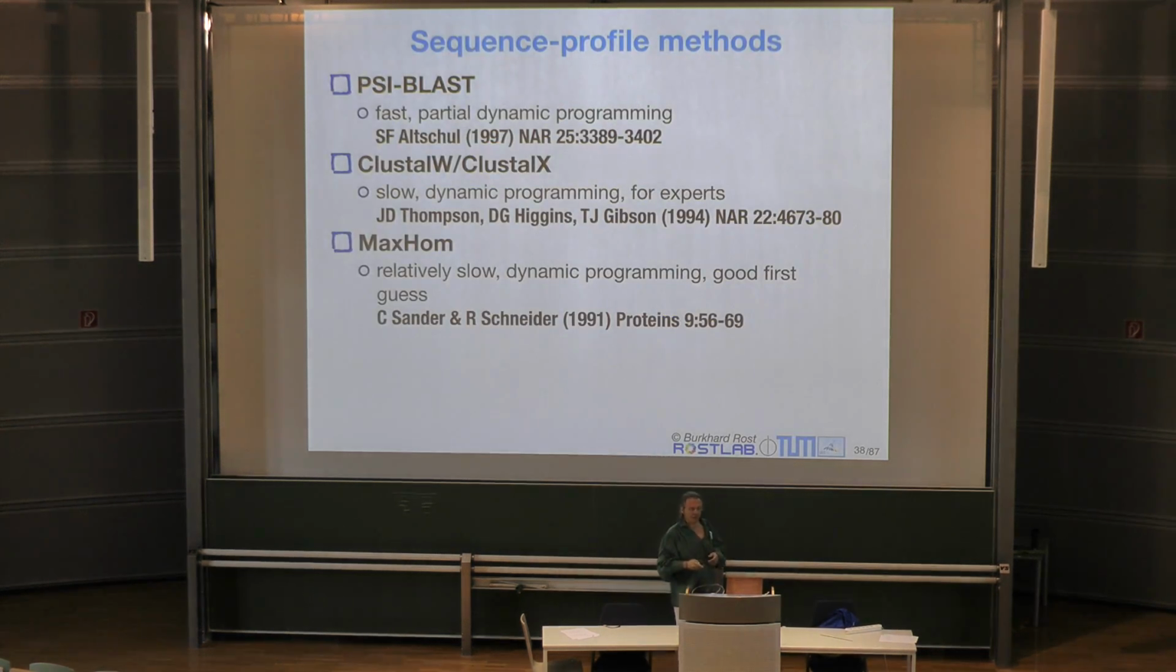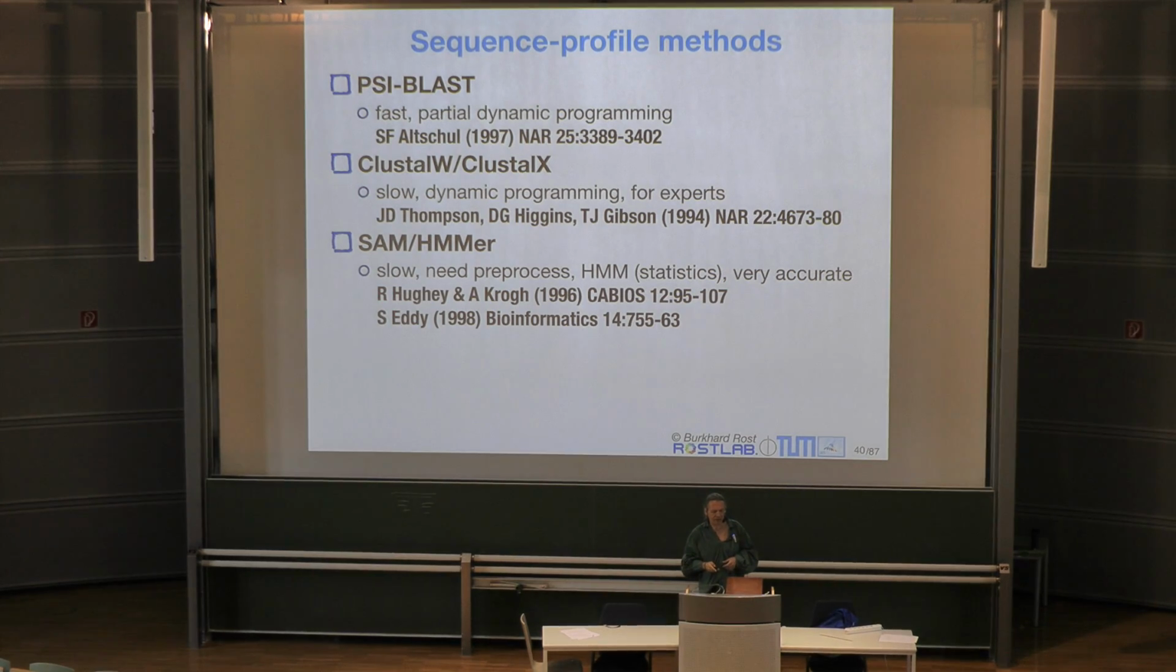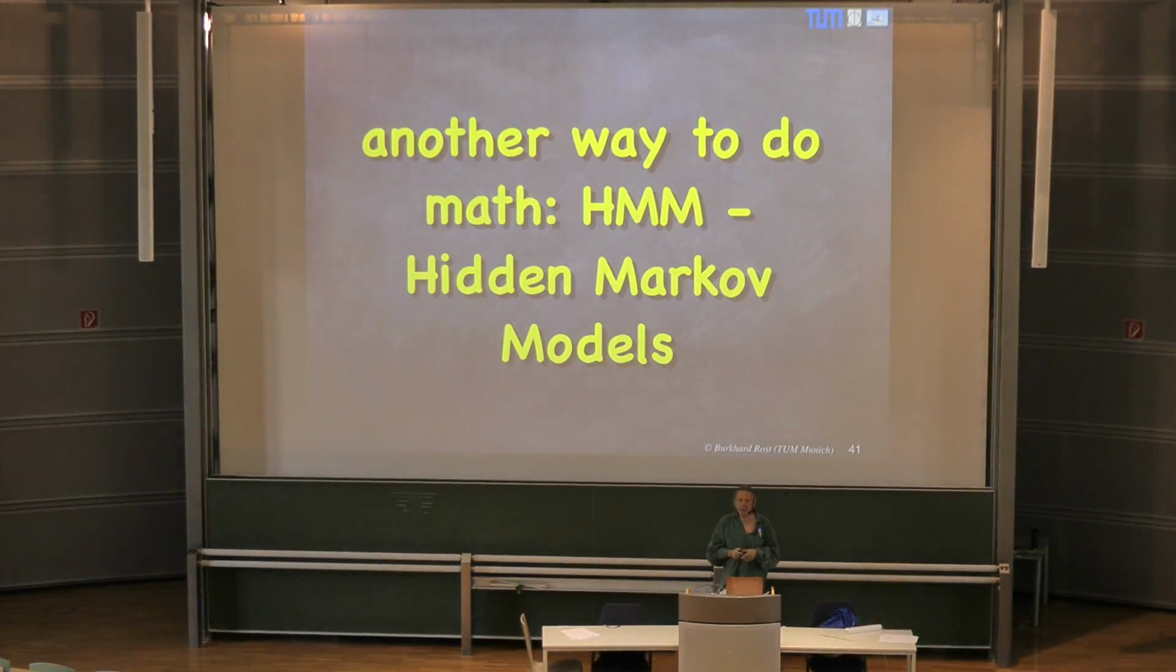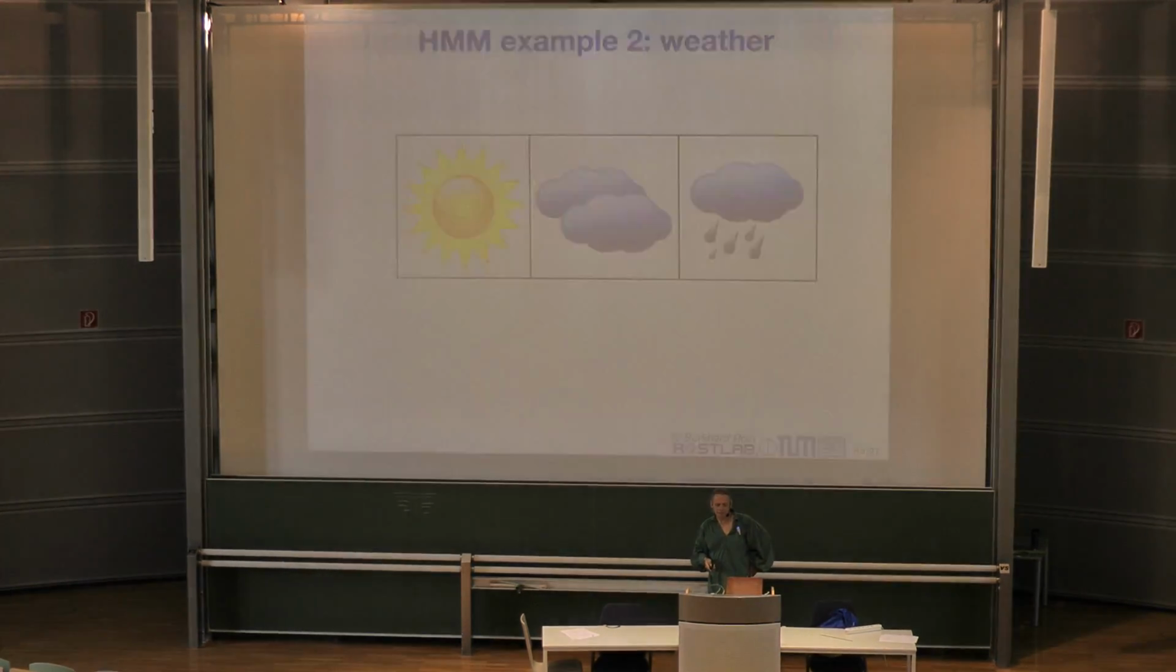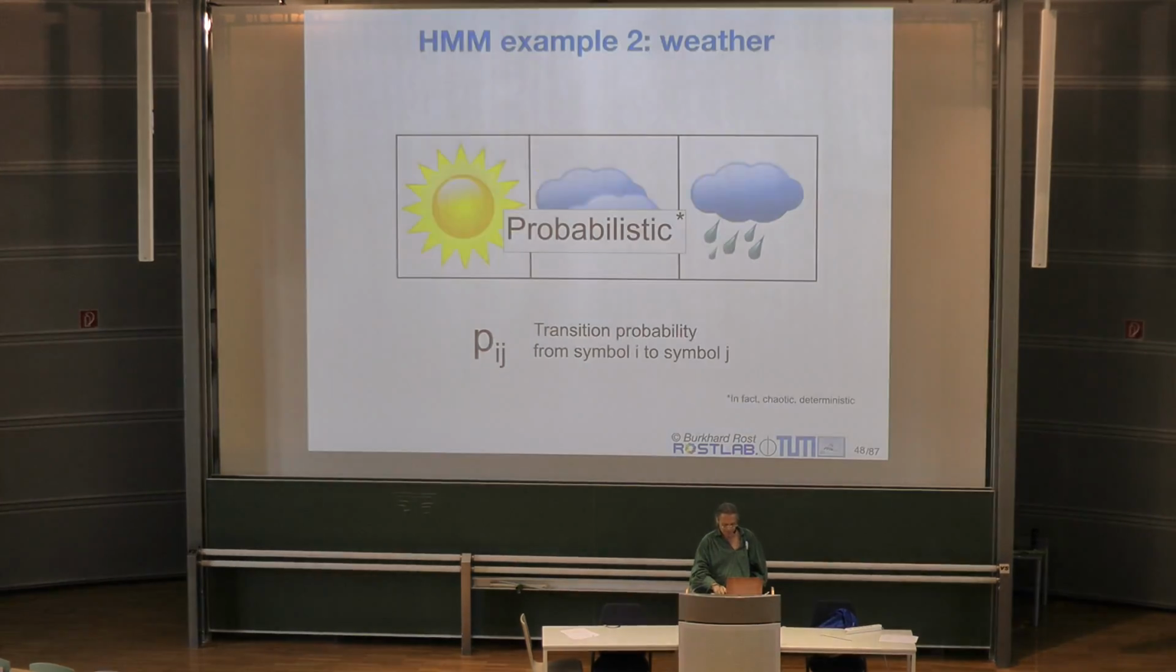And here's another method that does it. Another way is hidden Markov models. Hidden Markov models essentially are probabilistic models that have transition probabilities between states. And these states, I'm going to go over that.